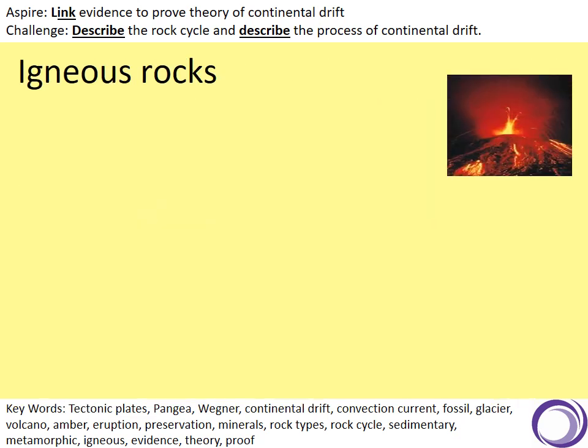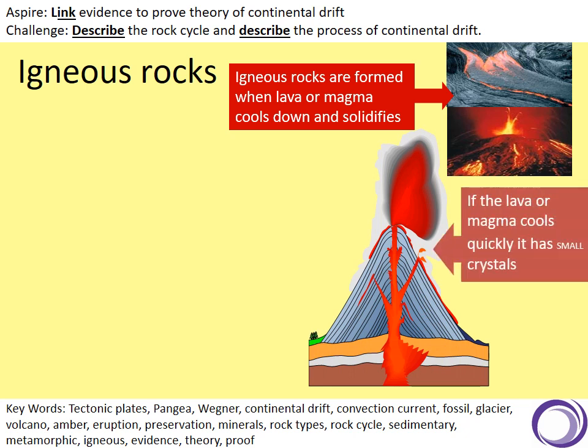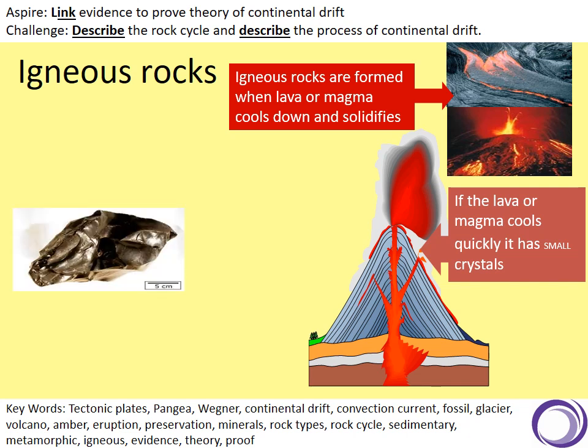The final type of rock are igneous rocks, and we know that they're associated with magma or lava. So there we have got that liquid rock that then cools down and solidifies. And we know that there's the two types. If the lava or magma cools down quickly, it forms small crystals. That's our extrusive igneous rock. And an example of that would be obsidian.